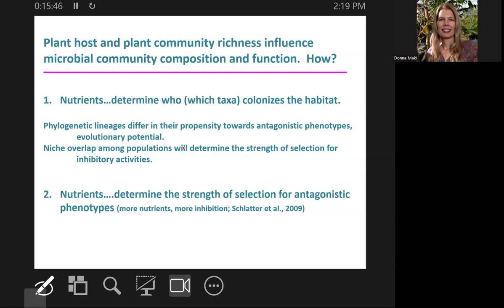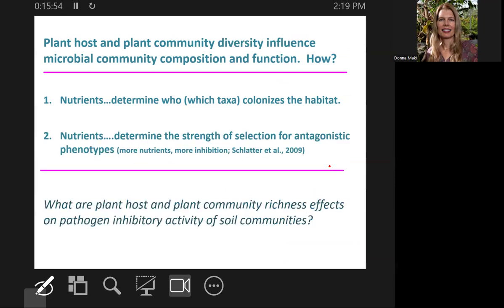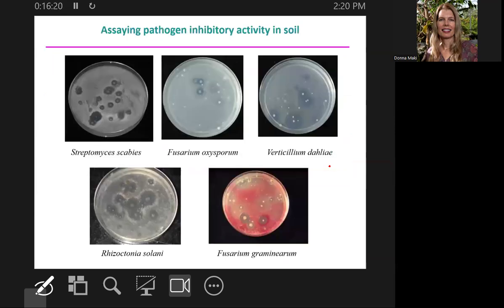So niche overlap among populations will determine the strength of selection. That was an interesting idea. So then they went back and said, okay, what's going on with the plant? And not only the identity of the plant, its species, but also how many different species are in that plot. What's going to happen if we do this, thinking about it a little bit more carefully.